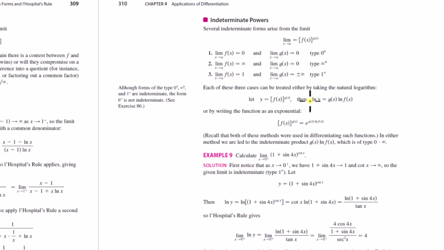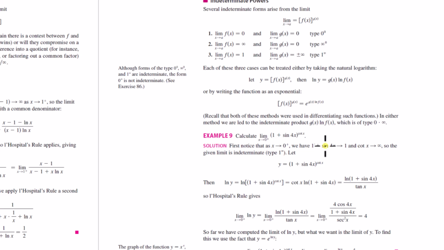Either you take the natural log, so here's the entire function. It's like y is equal to this f of x to the g of x. You take the natural log of both sides. Or you write it as an exponential. So f of x to the g of x power can be written as e to the g of x times natural log of f of x.